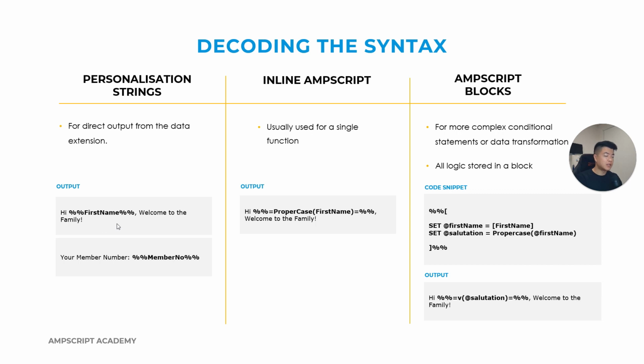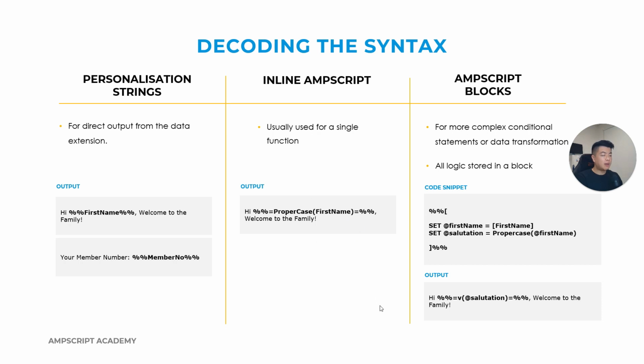And this literally just prints out whatever the data is in the data extension. So you can probably guess it's not best practice, because you don't know how clean the data is, right? But this is your personalization strings. The second component is inline AMPscript.